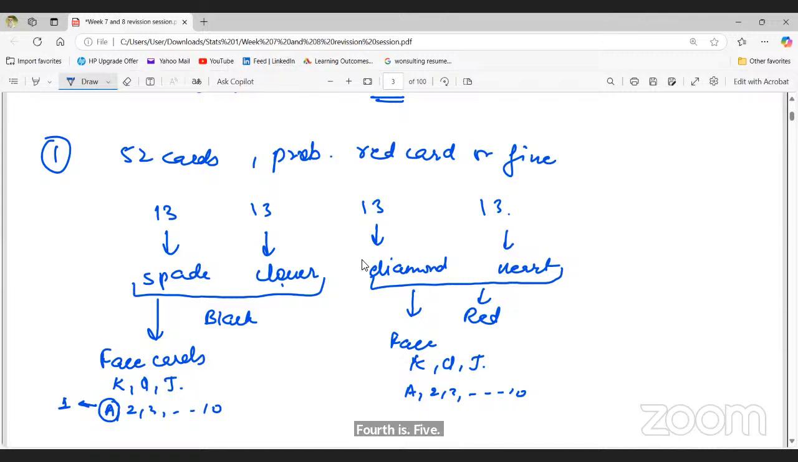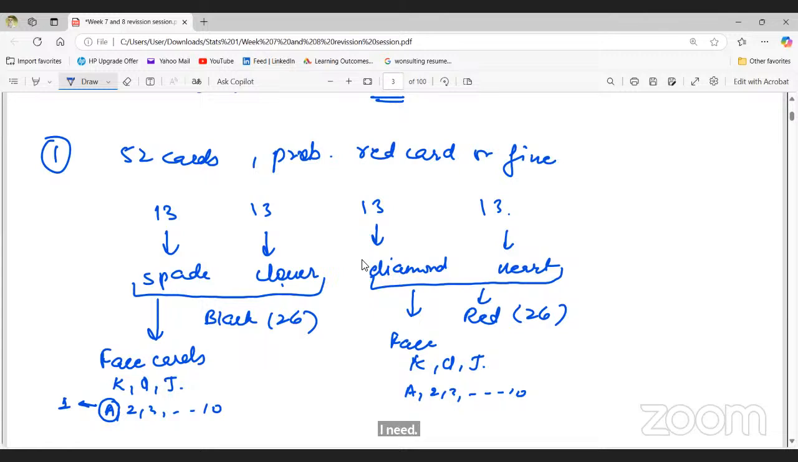Yes, ma'am. Okay, is it fine for everyone? Is the class clear? Ma'am, now the question: there are 26 red and 26 black cards, which means we have 26 black cards and 26 red cards. And the answer will be 28 by 52.